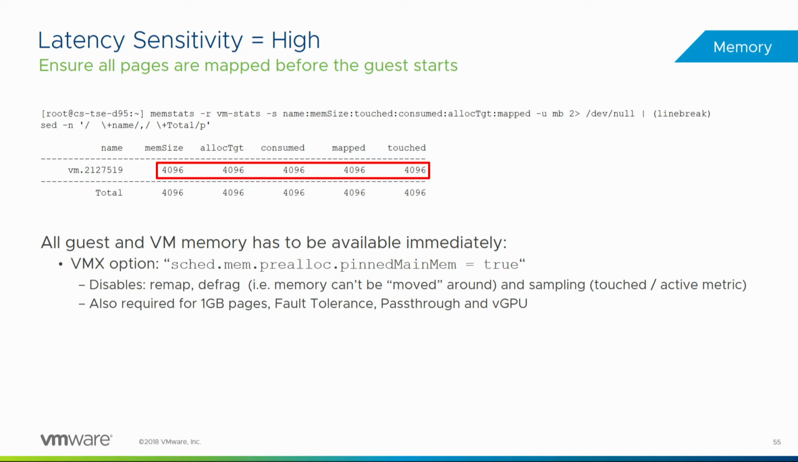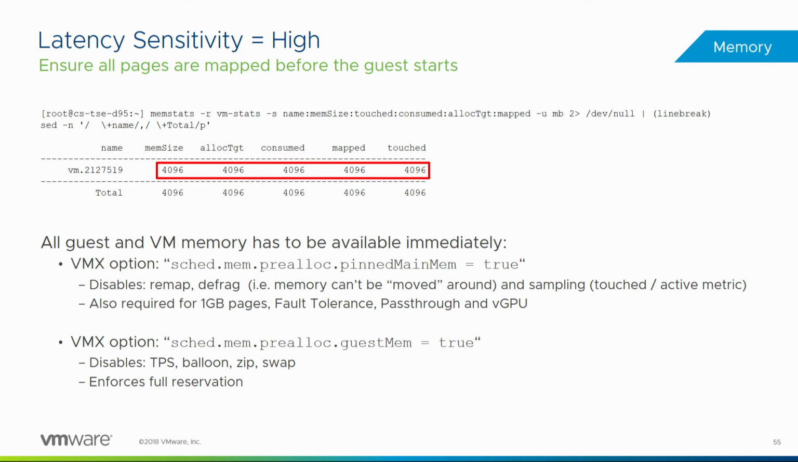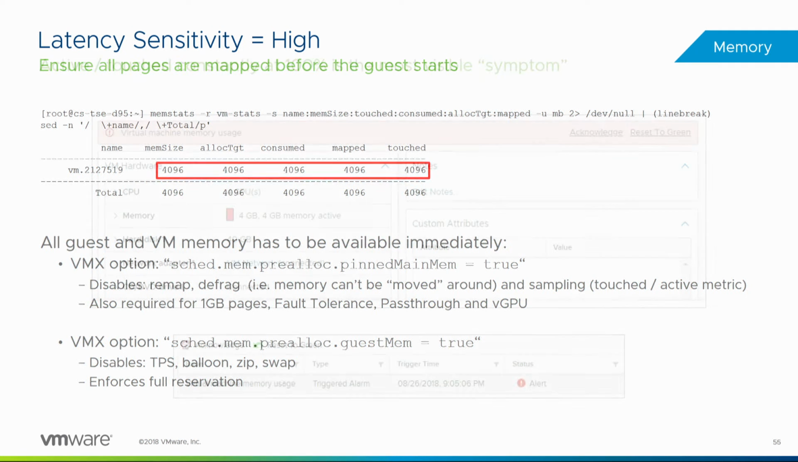Fault tolerance, pass-through, vGPU, all of these settings now require pinned main memory. Now there's something else, and that is the pre-alloc guest mem, and that disables transparent page sharing, ballooning, and zipping, and enforces the full reservation, right? It basically just says you cannot enable this VM without having a full memory reservation.